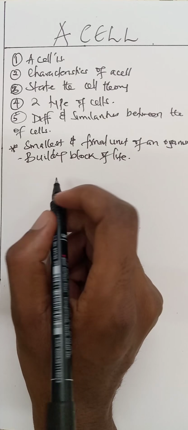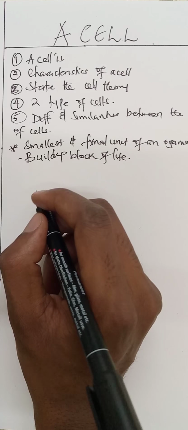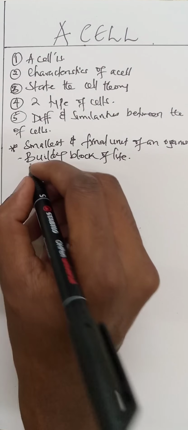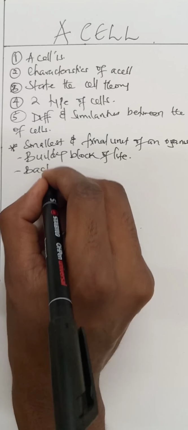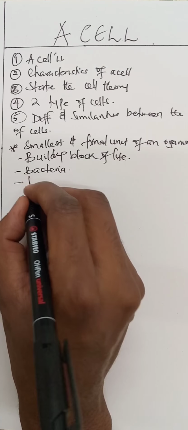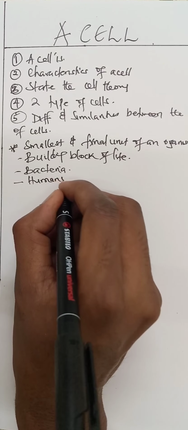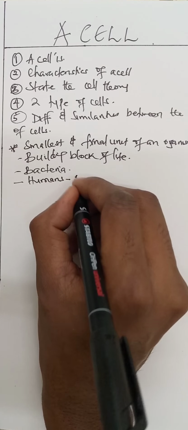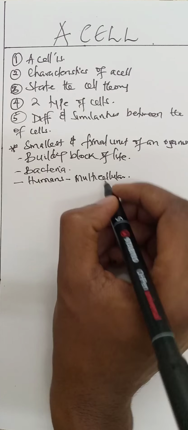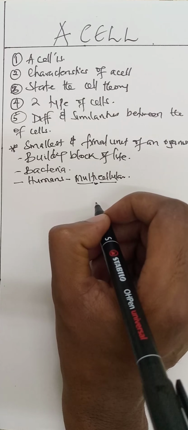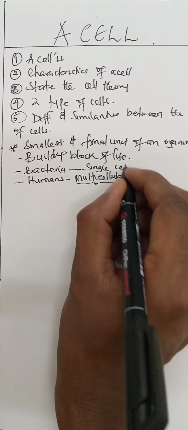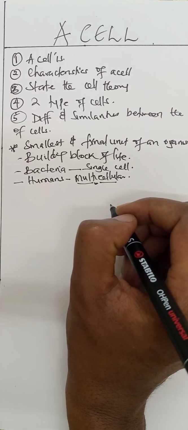So, usually some organisms are unicellular and others are multicellular. For example, bacteria is unicellular, while humans are multicellular. So when we talk about multicellular, it is made up of very many cells, while bacteria is made up of a single cell.